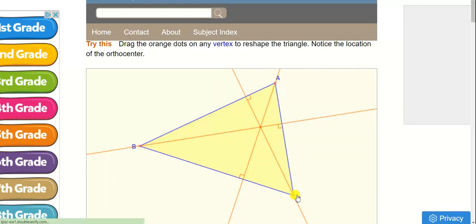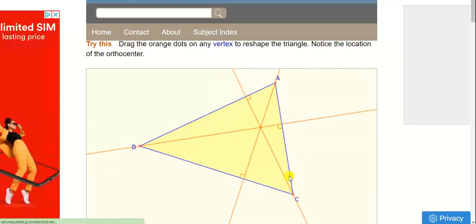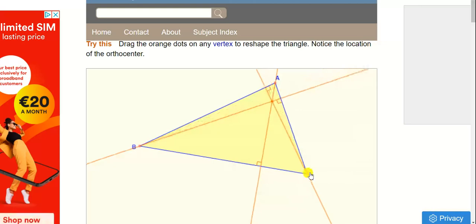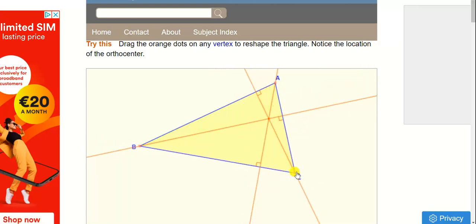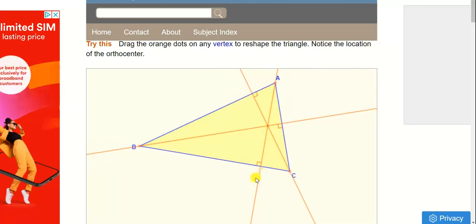An orthocenter is where you basically get a perpendicular to any side, and you put it through the angle that's opposite that side. It's not the midpoint, as you can clearly see by how I'm moving it. So it's any two lines that are perpendicular to one side that go through a point. And where these two lines hit each other is your orthocenter.